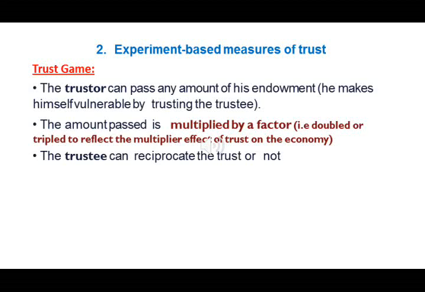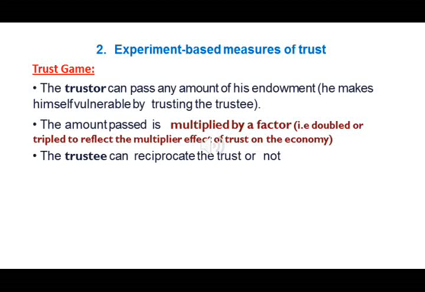Okay, so what is the trust game? In the trust game, the trustor can pass any amount of his endowment to the other person he is playing with. So he makes himself vulnerable by trusting the other person, whom we call the trustee. The amount that the trustor passes to the other person will be multiplied by a factor, i.e., it could be doubled or it could be tripled.